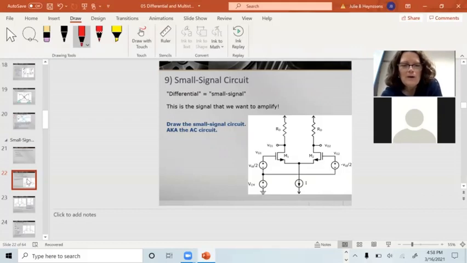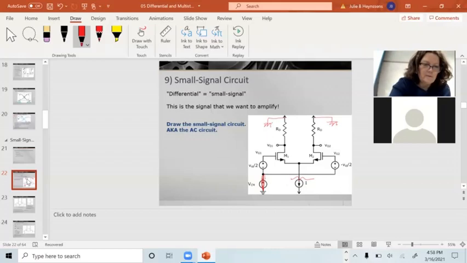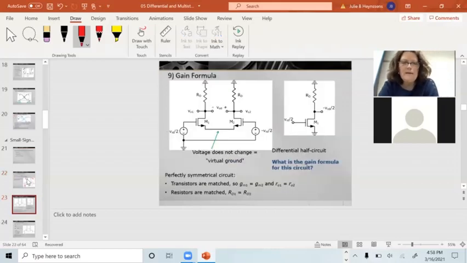Okay, we want to draw the small signal circuit. For the small signal circuit, this becomes a short. My current source becomes an open, so I can just cut that wire right here. My DC sources become grounds, and my other signal sources stay in. So that is the AC circuit, and on the next slide I'm going to redraw that more neatly. There is the AC circuit right there.